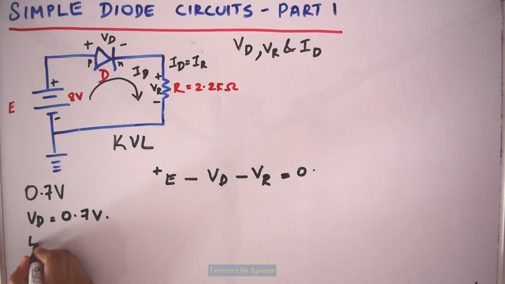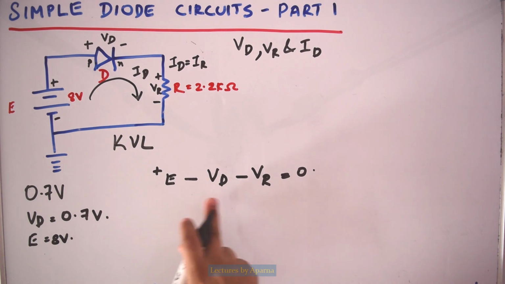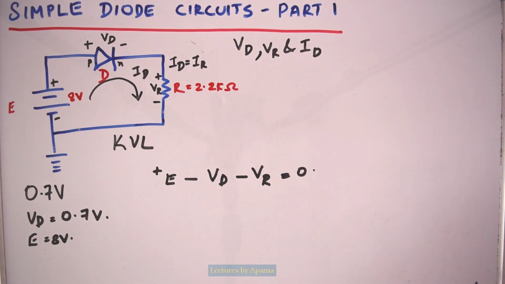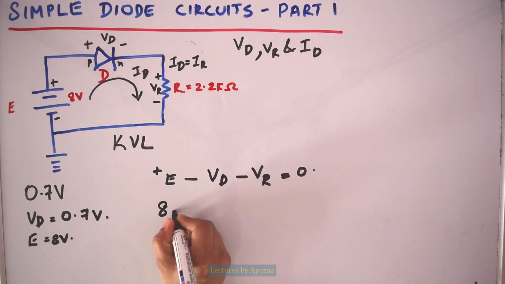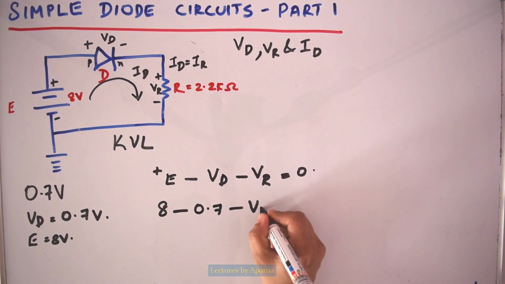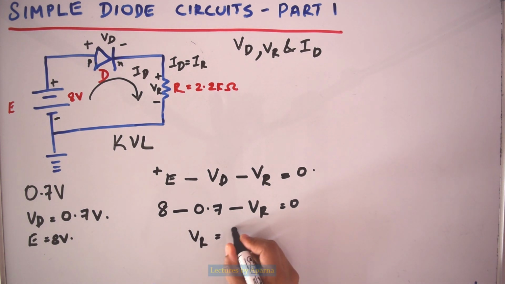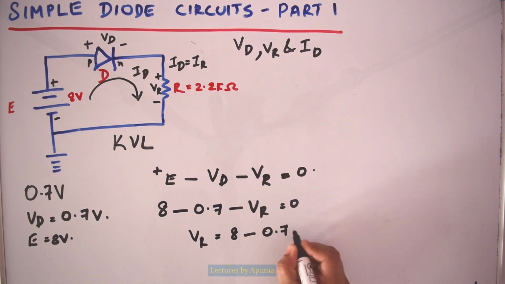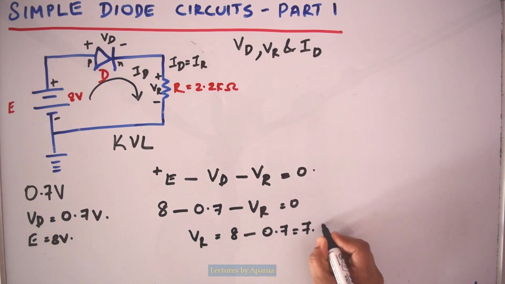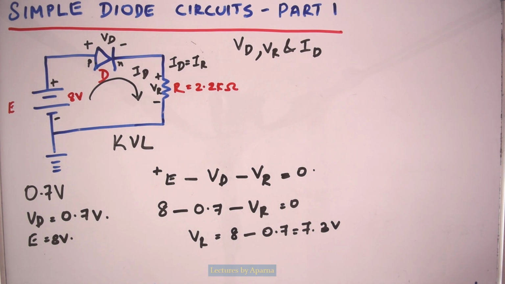We know E is equal to 8 volt. So substituting the value of E and VD here, we get 8 minus VD, which is 0.7, minus VR is equal to 0, or you get VR is equal to 8 minus 0.7, which is equal to 7.3 volt. We got VR equal to 7.3 volt.